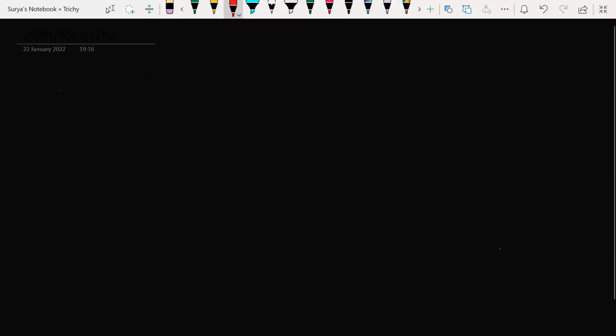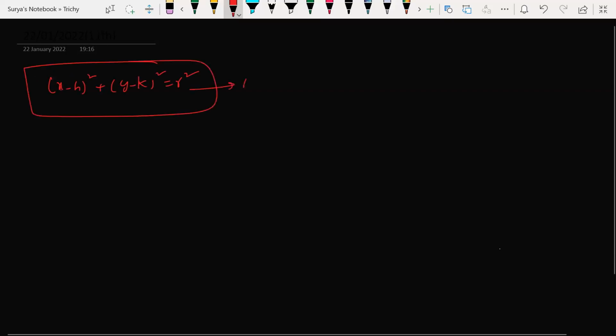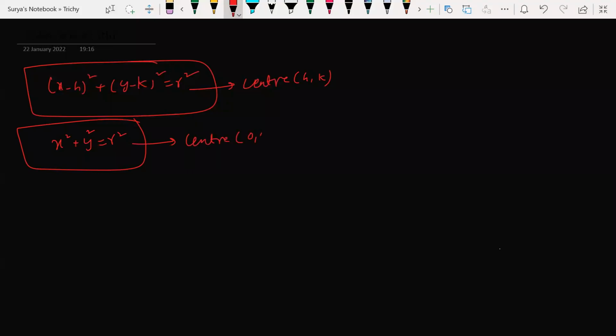Divyanka, for you, actually, we are just going with, see, the standard form of the circle is this one. This is a standard form of the circle with center h comma k. Now one more standard form, a circle with center 0, 0. These are center h comma k and center 0, 0. These are the two things we have solved, and multiple questions we have solved on this.